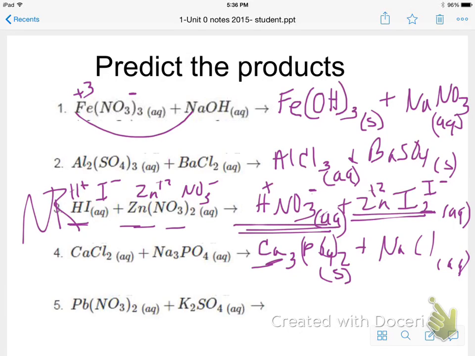The lead nitrate with the potassium sulfate, I'm going to end up with lead sulfate. This is a lead 2, so it's going to be lead 2 here. And potassium nitrate. So pause. This is going to be solid. This is going to be aqueous.